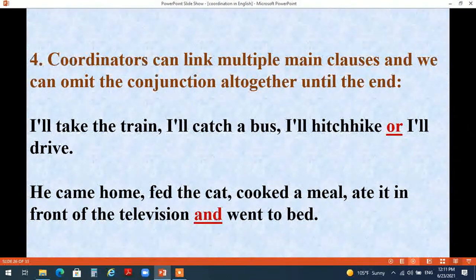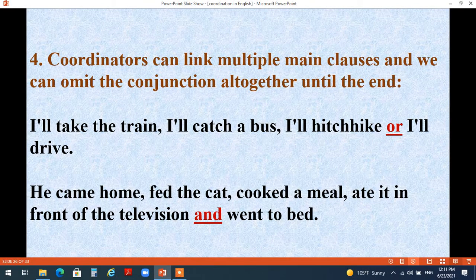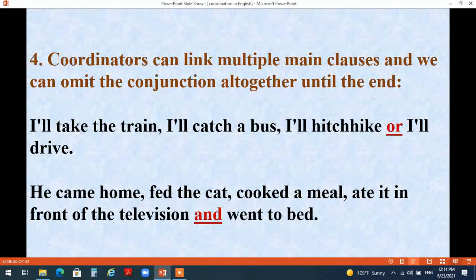For example, I will take the train, I will catch a bus, I will hitchhike or I will drive. مثل ما تلاحظون هنا لدينا 4 عبارات فعلية مرتبطة معا، فلا داعي لأن نكرر أداة الربط قبل كل عبارة فعلية، بل نكتفي بوضع علامة الترقيم المناسبة ألا وهي الفارزة.